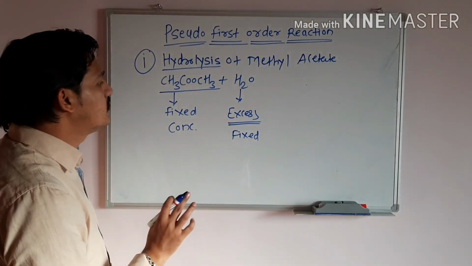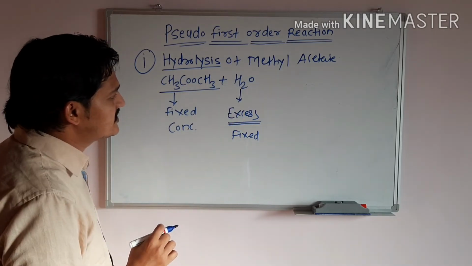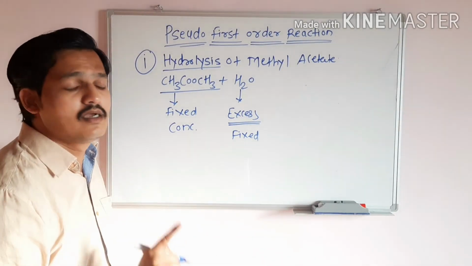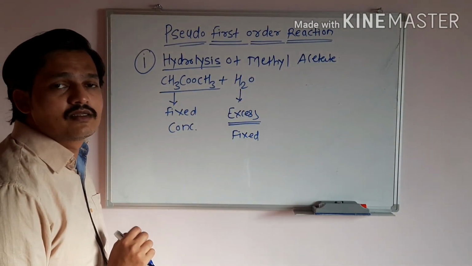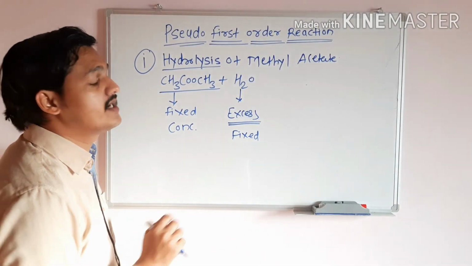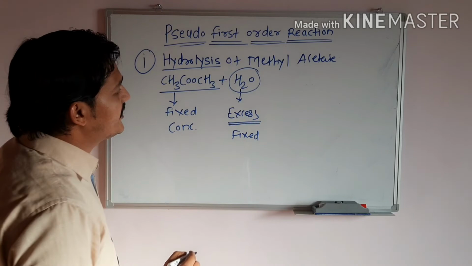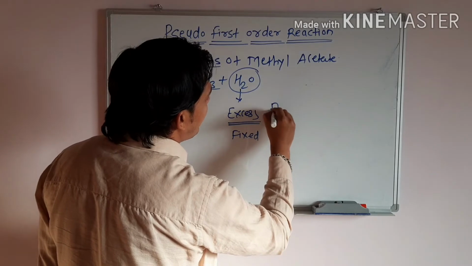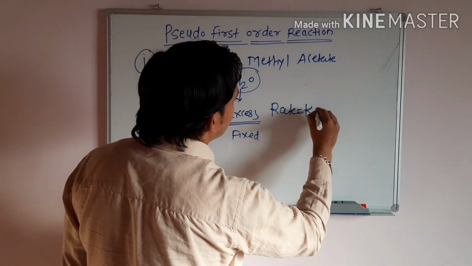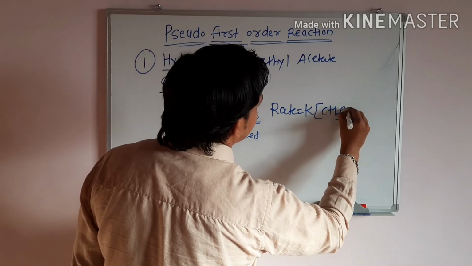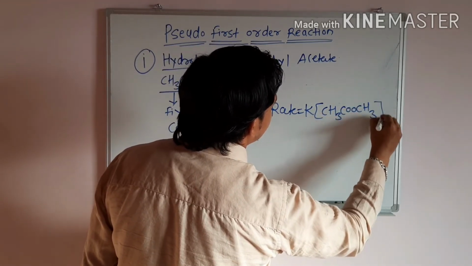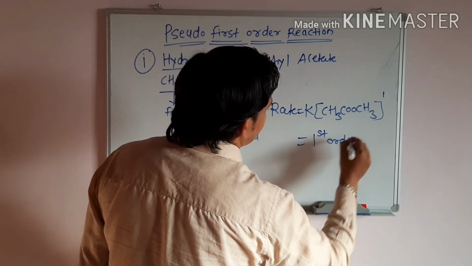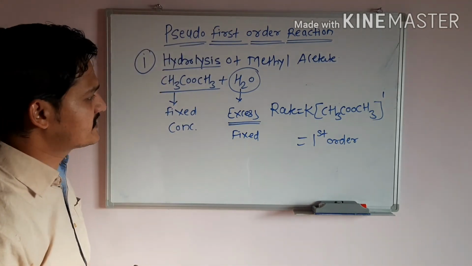Okay, so the concentration of water is not fixed, so the rate of reaction doesn't depend on the concentration of water. So the rate of reaction only depends on methyl acetate. So in reality, rate is equal to k [CH3COOCH3]. That is only first order. The equation has first order kinetics.